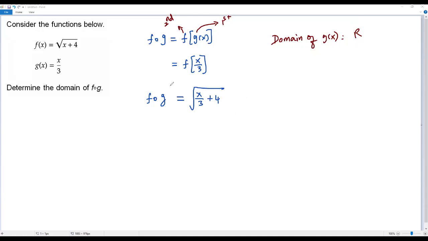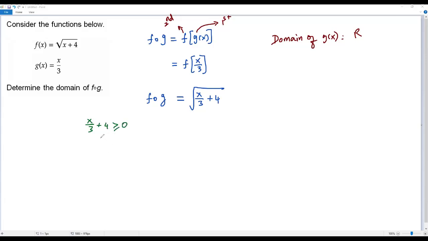So we have to find the domain of the result of the composite function. This is the result of the composite function f∘g. Now let's find the domain for this one. For this to be defined, the value inside the square root has to be either 0 or positive. If I have a negative value inside the square root, then it is considered imaginary or undefined. So x/3 + 4 is greater than or equal to 0.